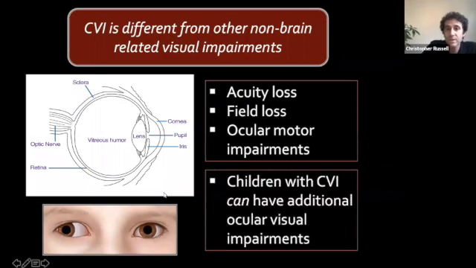Of course, kids with CVI can have additional ocular visual impairments. And in my experience, the most common ones are some sort of ocular motor issue. I think that amblyopia is quite common in kids with CVI. And my suspicion as to why amblyopia in particular is quite common is that if you think about it, kids with CVI have strong, especially when they're early in childhood and early in the CVI range, kids in phase 1, have strong visual field preferences.